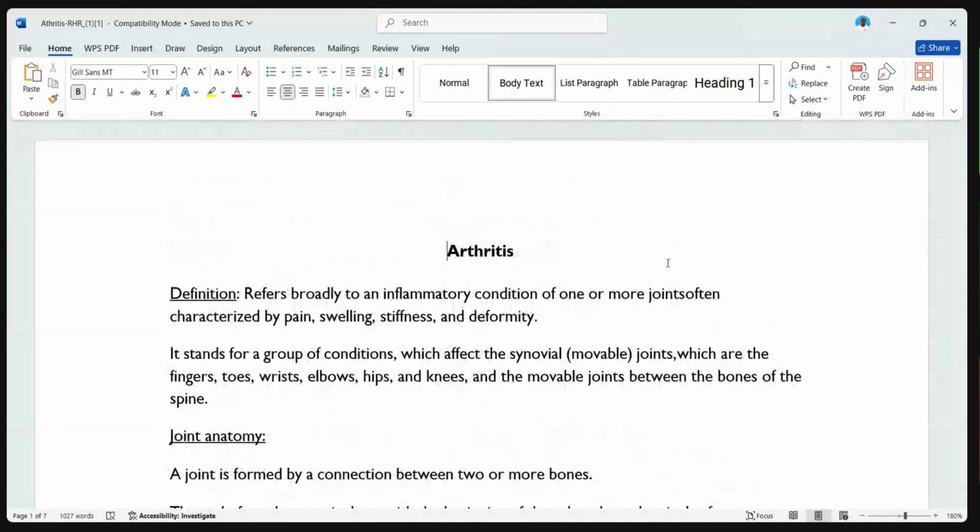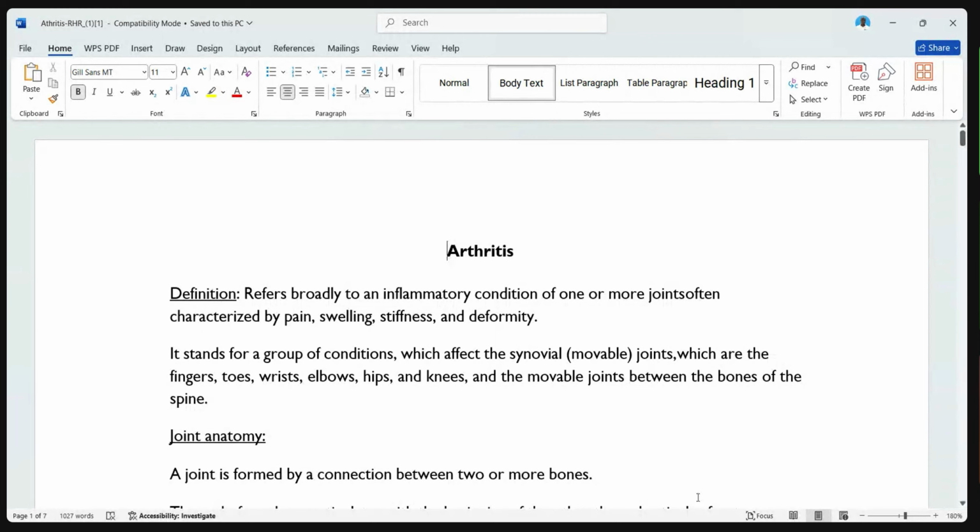Now, arthritis is generally a disease of the bones and of the joints. So it broadly refers to an inflammatory disease that affects more of the joints and the bones, presenting with pain, inflammation, swelling, stiffness, and deformity. So all this comes in handy in any type of arthritis.